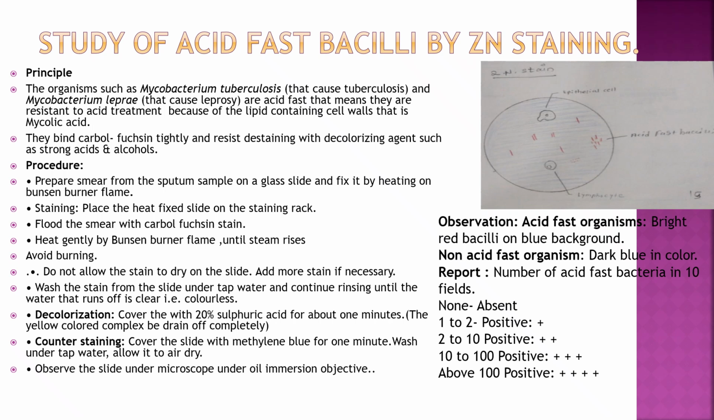Principle of ZN staining: organisms like Mycobacterium tuberculosis, which causes tuberculosis, and Mycobacterium leprae, which causes leprosy, are acid fast. That means they are resistant to acid treatment. That is why it is also called ZN stain or acid fast stain. This resistance is because of the lipid in the cell wall of the mycobacteria, that is mycolic acid, and because of that they are not decolorized by strong acids and alcohols after they bind with the carbolfuchsin, that is the primary stain.